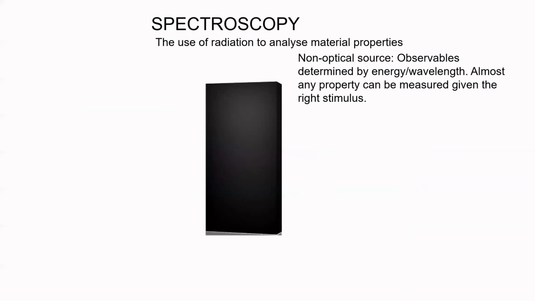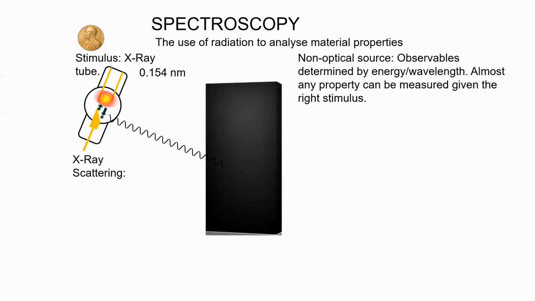Okay, so in general terms, spectroscopy is the use of any sort of radiation. It doesn't have to be optical light. It's possible to use non-optical sources, in which case the observables you're able to measure are determined by the energy or the wavelength of the incident radiation. And there are very few properties that you can't get at by observing the effect of stimulating the thing you're interested in with the correct type of stimulus. So pretty much you can get at most properties one way or another.